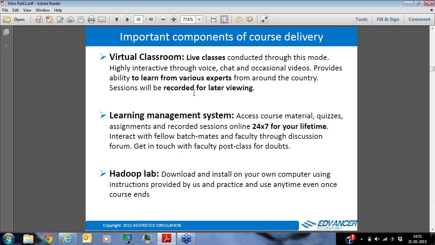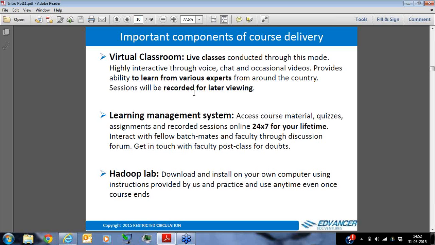Then we have a learning management system where you can access all the course material, assignments, projects, recorded sessions online 24 by 7 for your lifetime. You can interact with fellow batchmates, faculty through a discussion forum, and you can ask your questions between classes also to the faculty through this question and answer or discussion forum and get your queries solved over there.